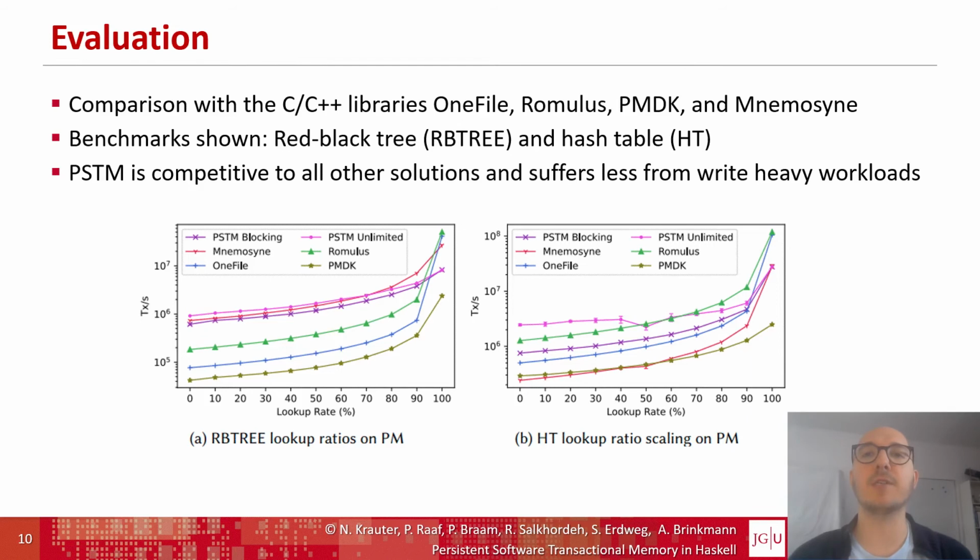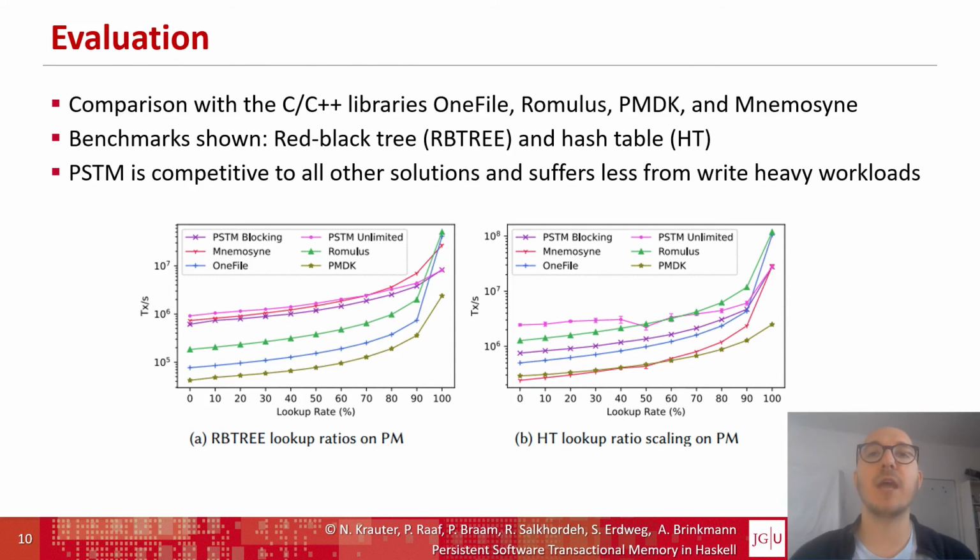Finally, let us look at a comparison of PSTM with other persistent transaction libraries out there. We here show the results of red-black tree and hash table benchmarks. However, we have more in our paper. We analyzed the libraries OneFile, Romulus, PMDK, Mnemosyne, and compared it with our system. There are 3 possible operations that we perform on the data structures: either lookup, insert, or delete, with equal probability. The x-axis of the figures shows the lookup rate, which is the percentage of transactions that only perform lookups, thus only do reads on the data structure. The y-axis is the transactions performed per second.